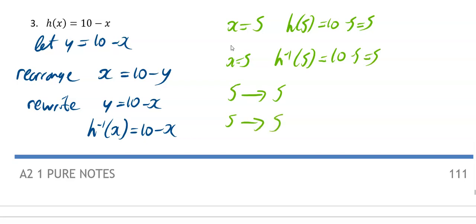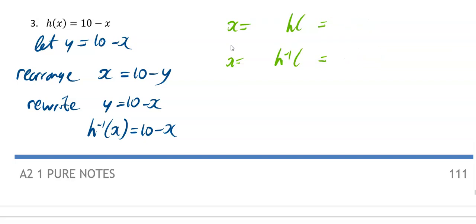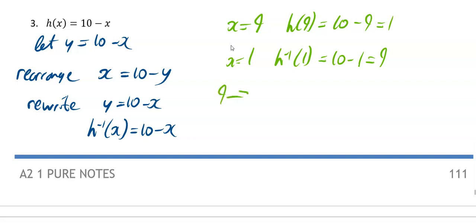Okay, we're going to pick a different example and see if this still works. So let's see, I'll pick anything at all, we'll pick 9. So h of 9, putting 9 into your h gives you 10 minus 9, which gives you 1. So we're starting with 1. So I put 1 back into your inverse function. h to the minus 1 of 1 is 10 minus 1, which gives you 9. So 9 has taken us to 1, and then our inverse has taken that 1 back to 9. So you can see it does work.